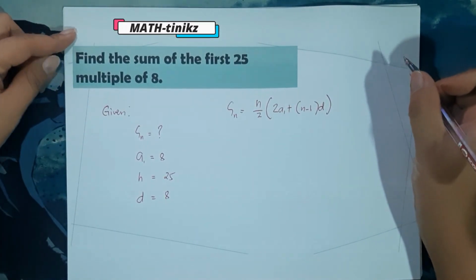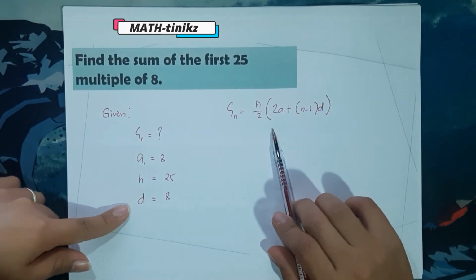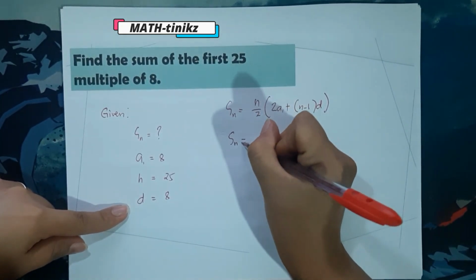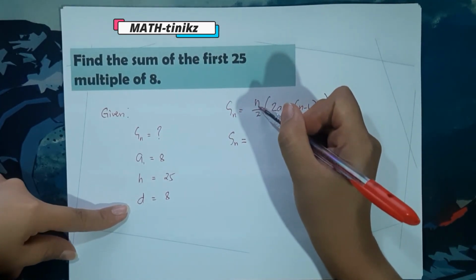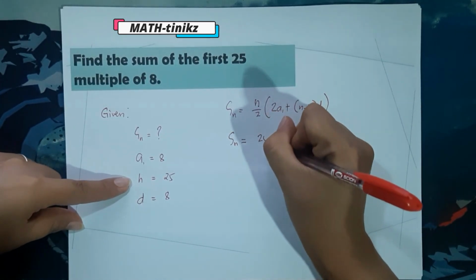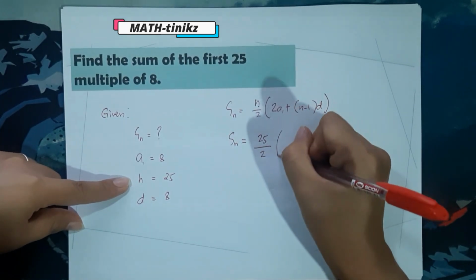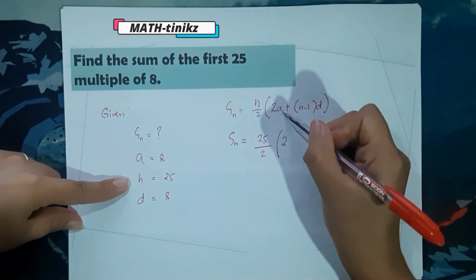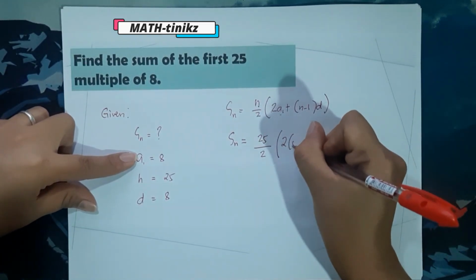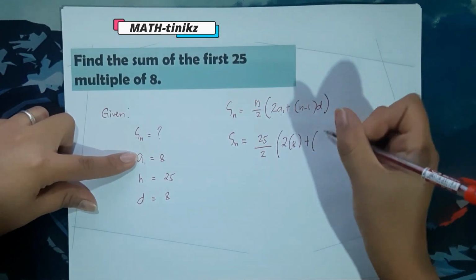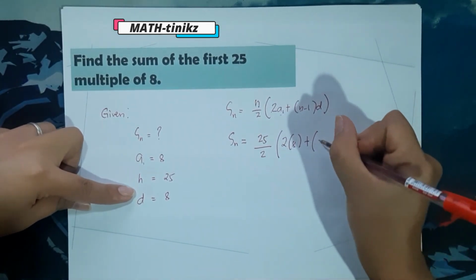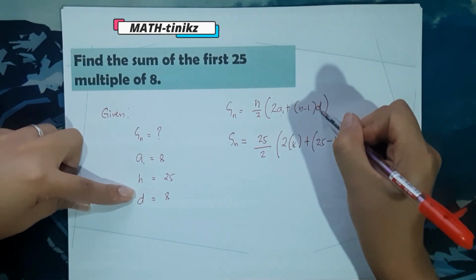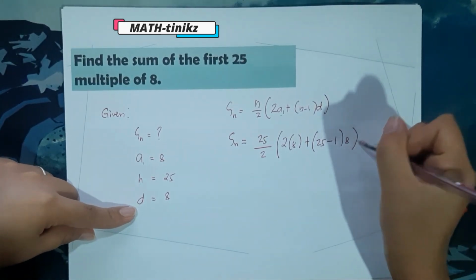Now, substitute all the values in the formula. The value of S sub n, wala, kasi siya yung hahanapin natin. Now, the value of n is equal to 25. Copy over 2 and times 2. The value of a sub 1, that is equal to 8. Plus, the value of n, that is equal to 25, copy minus 1 and times the common difference, which is equal to 8.